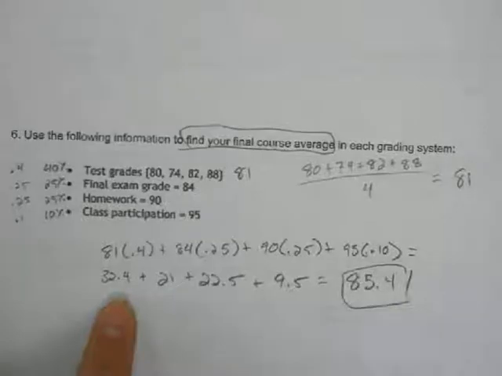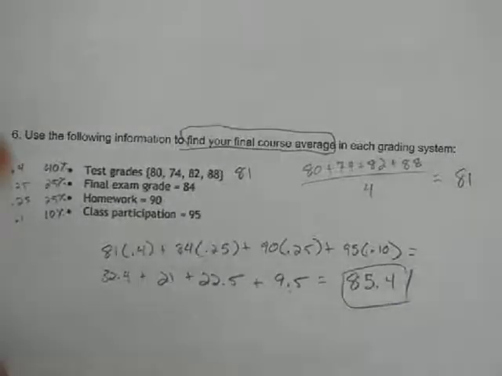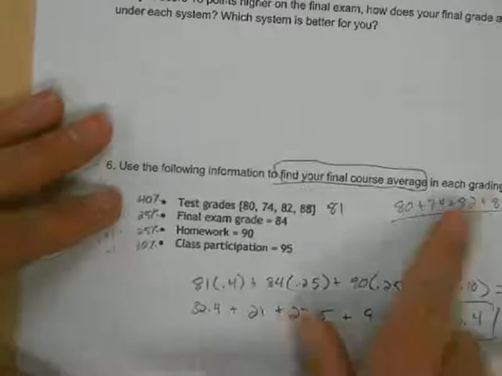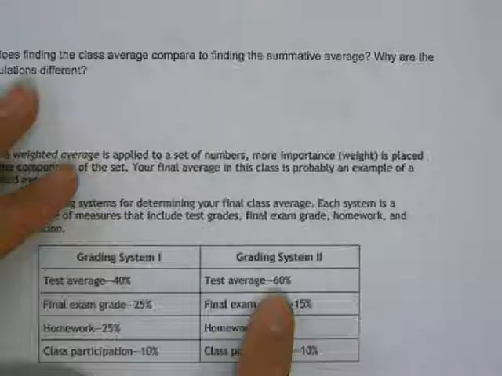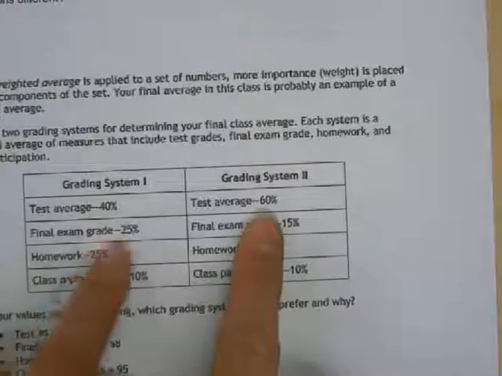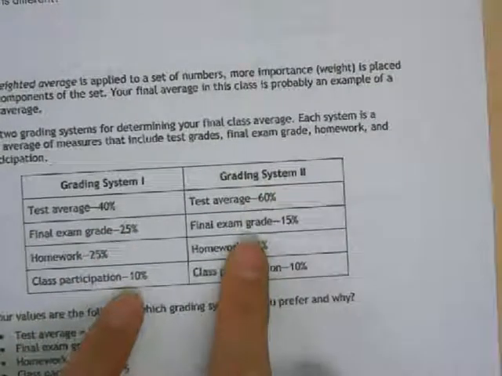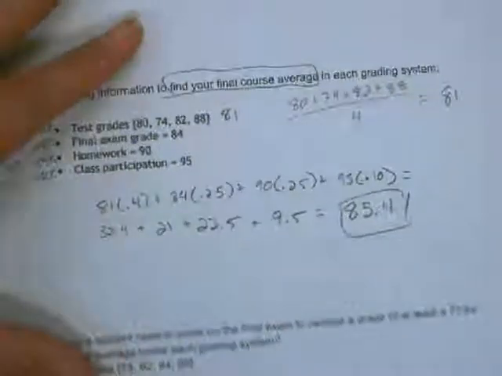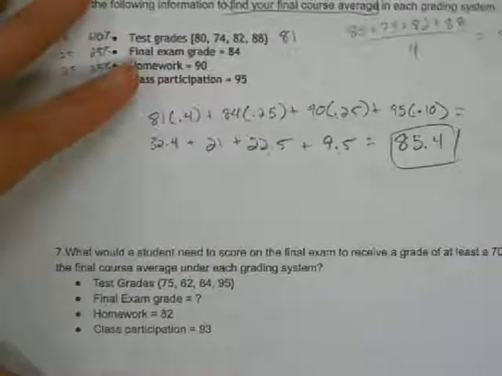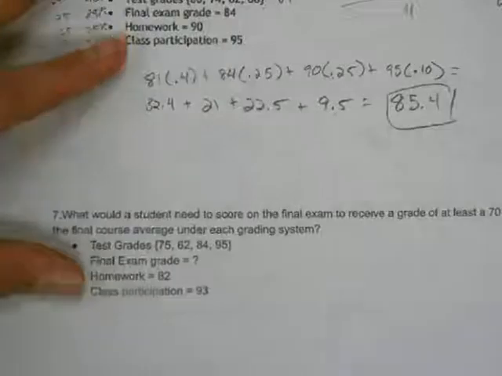Done. All right, so then I would do the exact same thing, but with the other weights for the second, because this said for each grading system. So I would go back and do the same thing, but instead of using 40, 25, 25, and 10, I'd use 16, 15, 15, and 10. I'm not going to go through that because that's kind of a waste of time, it's just crunching numbers. So what I want to talk about is this last one because this is where a lot of people got confused.